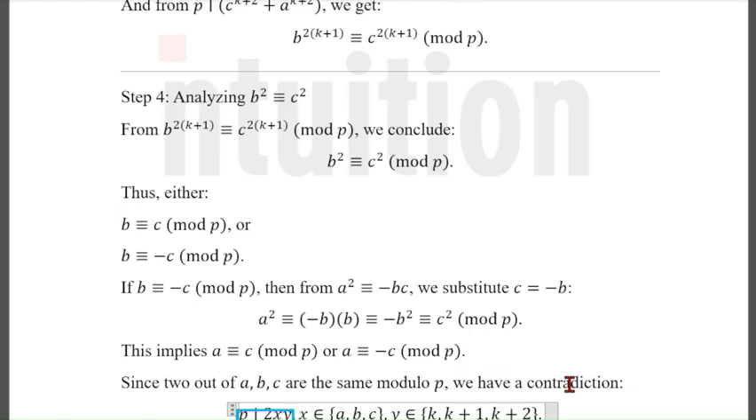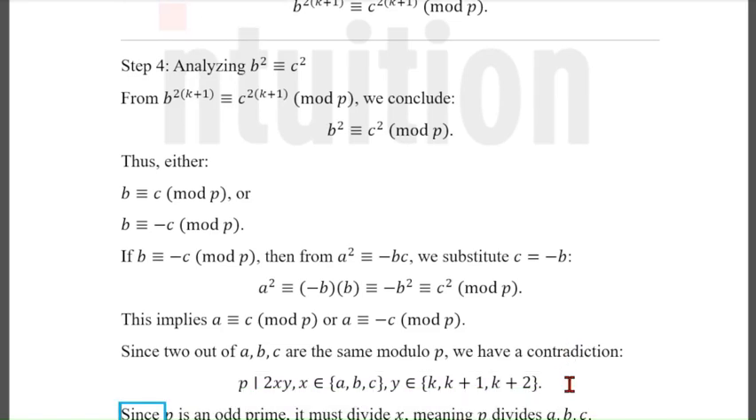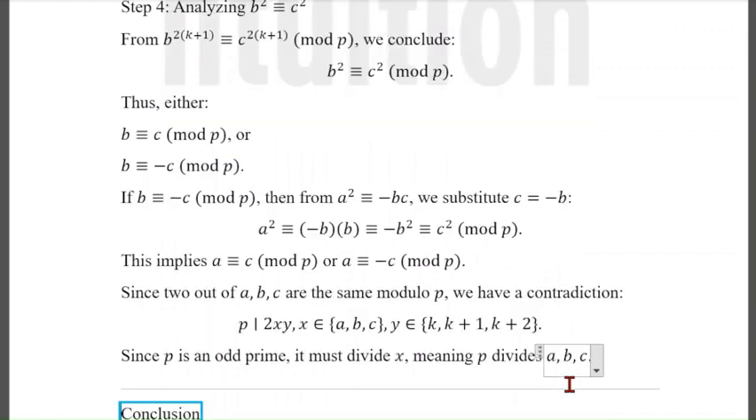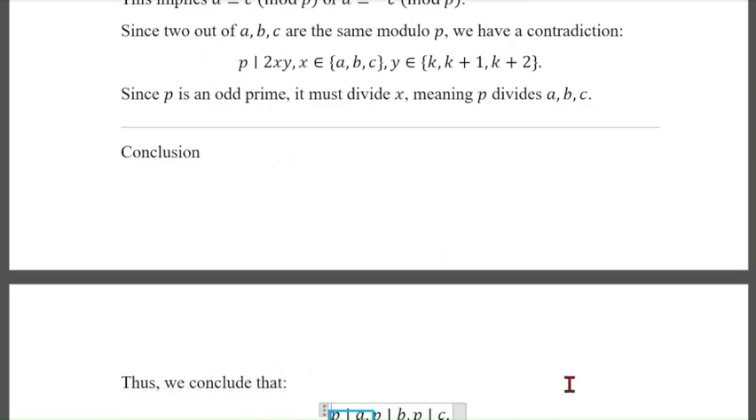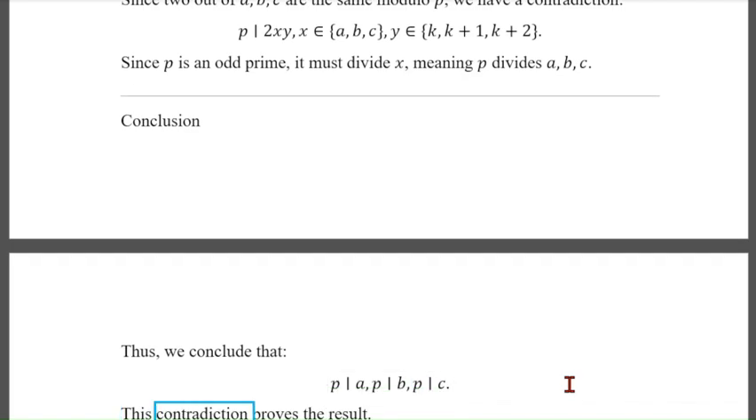Since p is an odd prime, it must divide x, for x in {a, b, c}, meaning p divides abc. Conclusion: thus, we conclude that p divides abc. This contradiction proves the result.